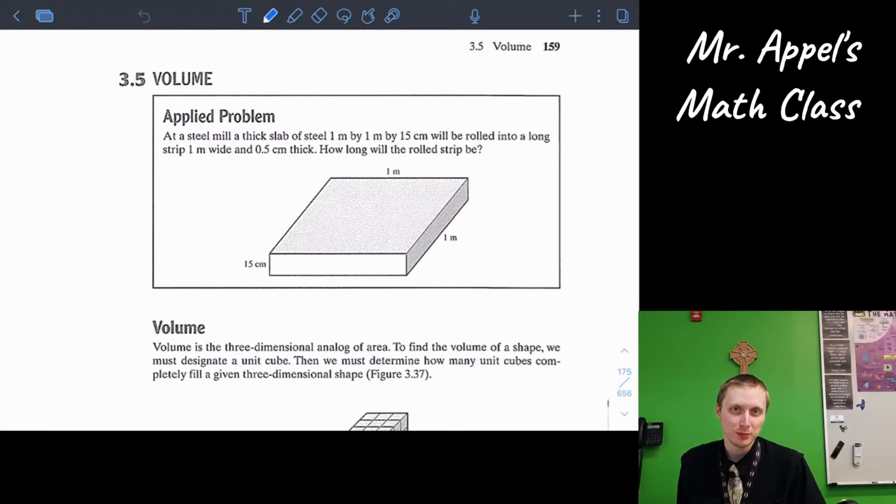Hello and welcome to another geometry read-along. Today we are finishing off Chapter 3 with Section 3.5, Volume.